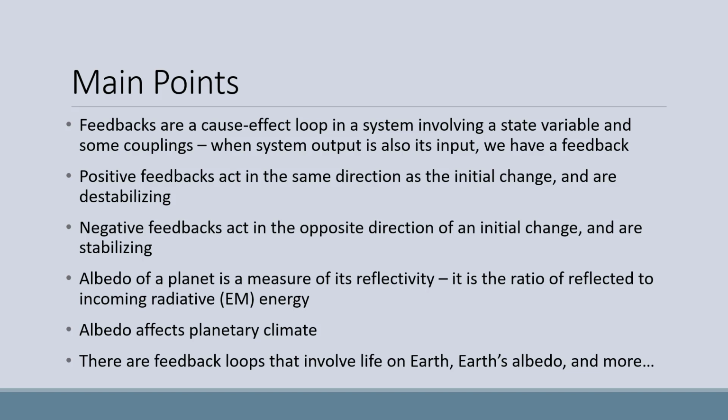Let's go through and review the main points. Feedbacks are a cause-effect loop in a system involving a state variable and some couplings. When system output is also the input, we have a feedback. Positive feedbacks act in the same direction as the initial change and are destabilizing. Negative feedbacks act in the opposite direction of an initial change and are stabilizing. The albedo of a planet is a measure of its reflectivity. It is the ratio of reflected to incoming radiative or electromagnetic energy. Albedo affects planetary climate. There are feedback loops that involve life on Earth, Earth's albedo, and more.